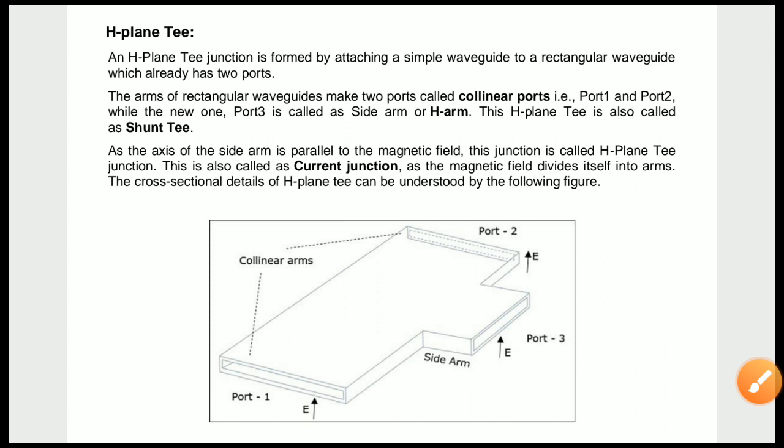As the axis of the side arm is parallel to the magnetic field, this junction is called the H plane T junction.